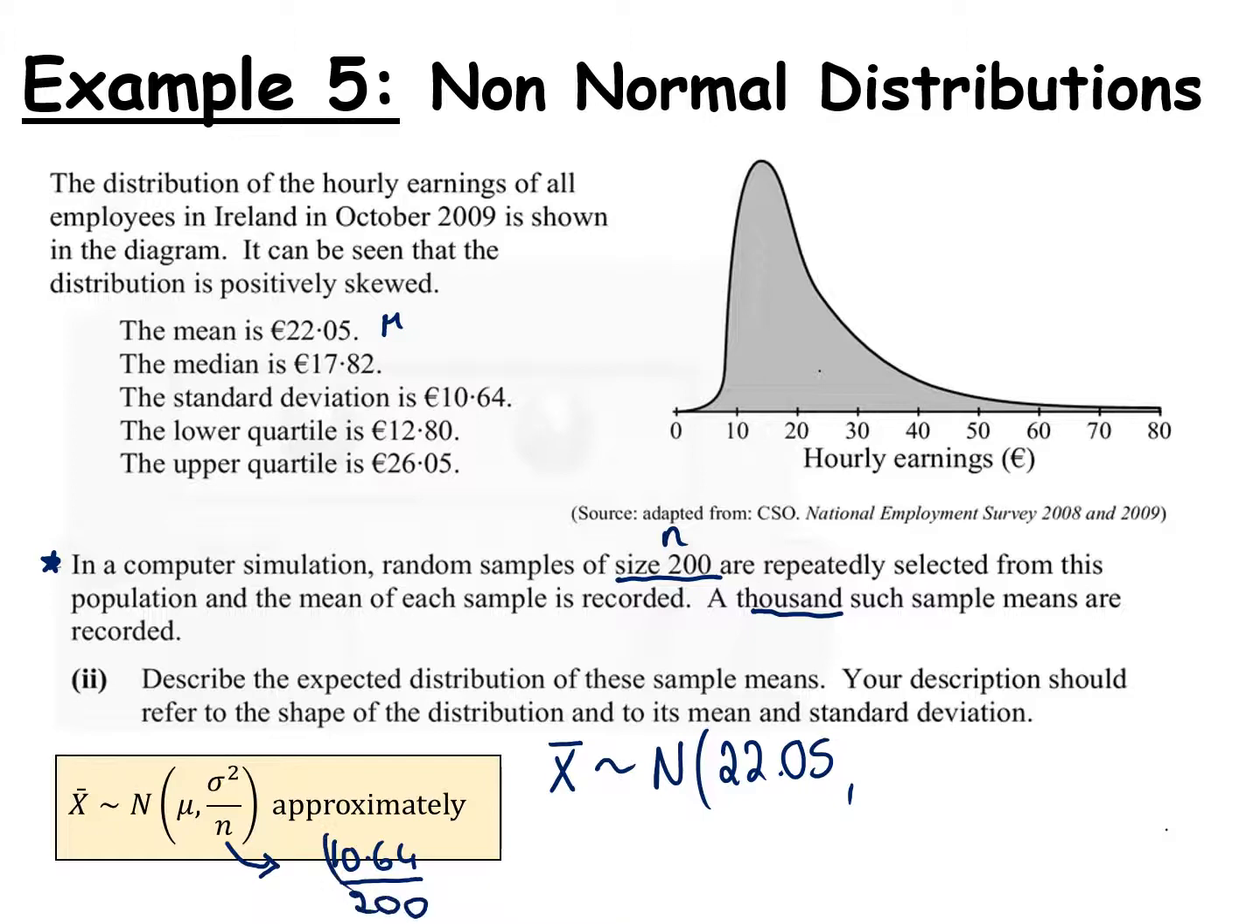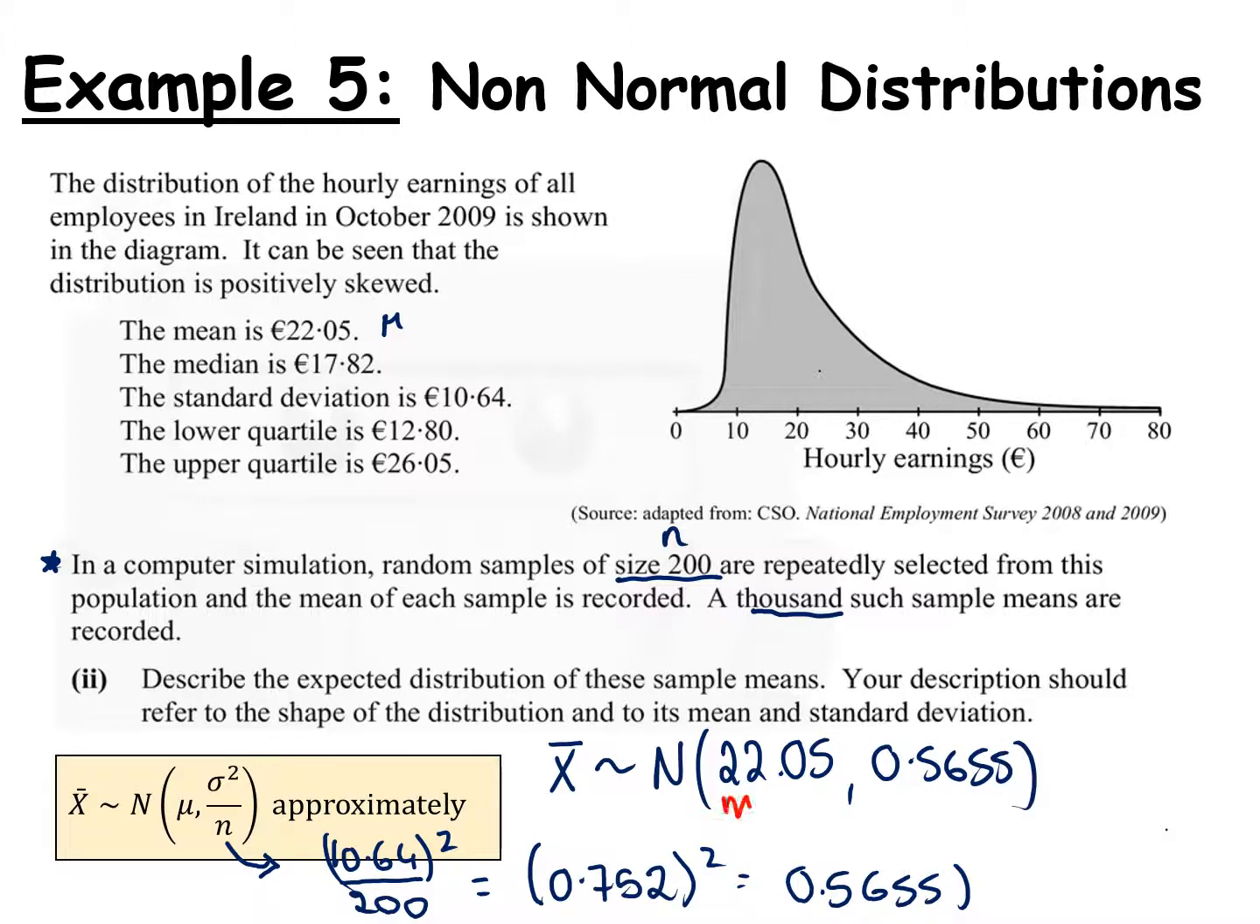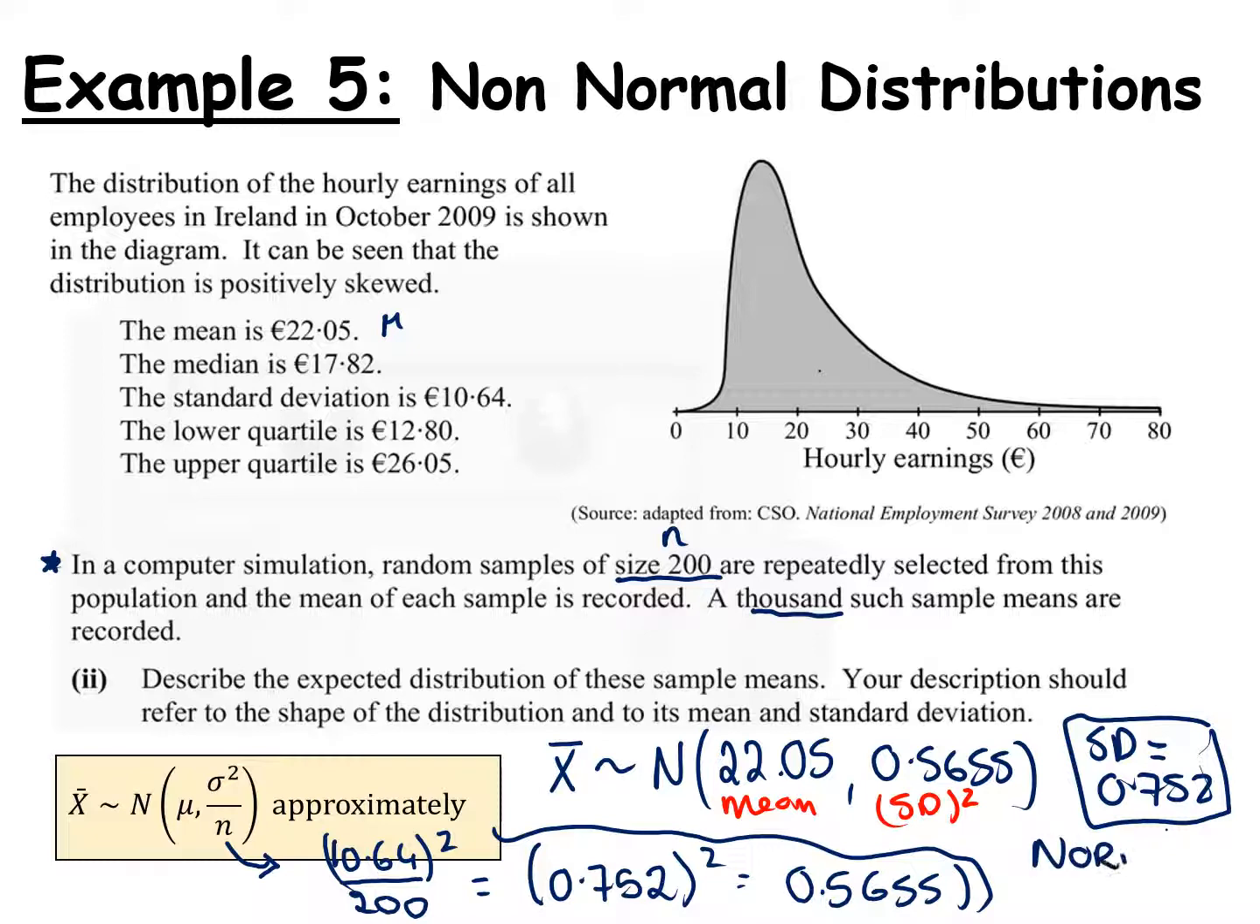And I want to do this top bit squared. So when I work through that, I should get my standard deviation, or the standard error of the sample means, is about 0.752, but that's all squared, and that gives me 0.5655. So that gives me 0.5655, and just to remind you, that is my mean, and that is my standard deviation squared. So my standard deviation, because they did ask for that, is 0.752. Okay, so your description should refer to the shape of the distribution. So this is all a bit of working, we don't need this. And it's normal. And it has mean 22.05 and standard deviation 0.752. But we write that in terms of our normal distribution with mean and standard deviation squared.